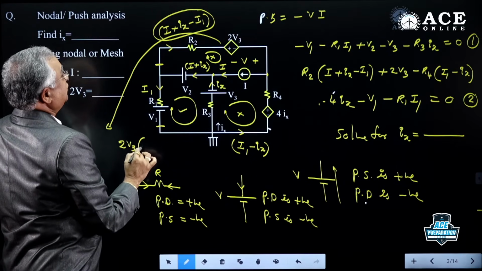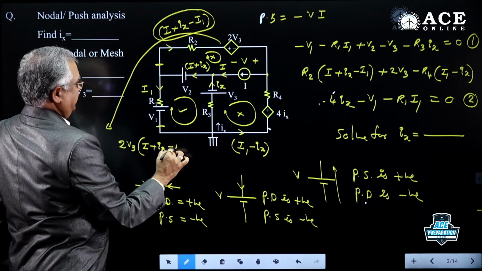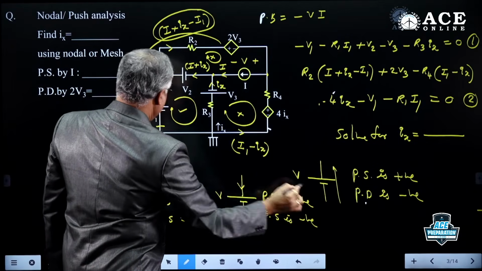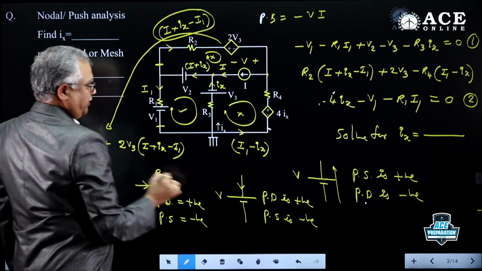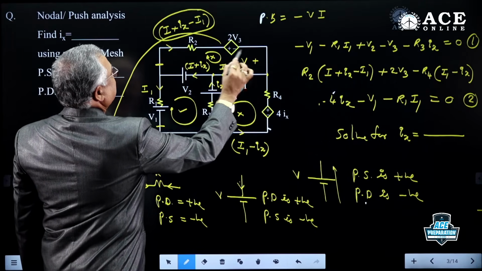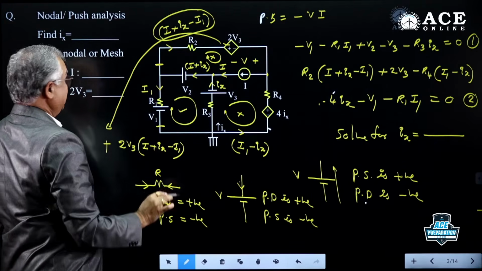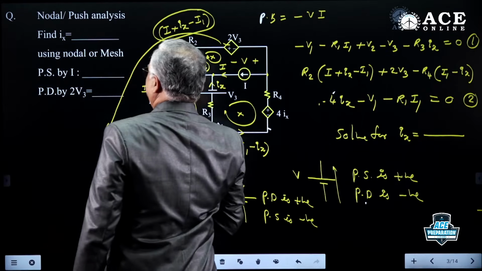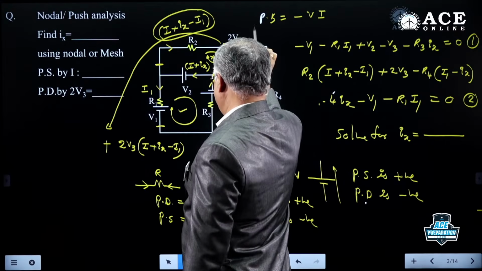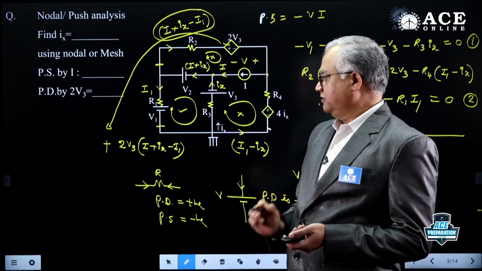So for this source, the power dissipation is 2V3 into (I plus Ix minus I1), because we want power dissipation to be positive. So plus. Why is this positive? Current is flowing from positive to negative. Here also current is flowing from positive to negative. 2V3 multiplied with this. So this simplification will give power dissipated by 2V3. If they ask power supplied by this, then you take a minus sign. Like that, all combinations we can work out.